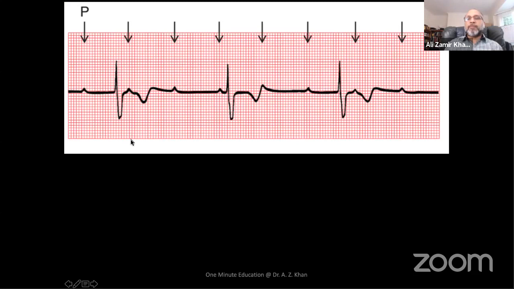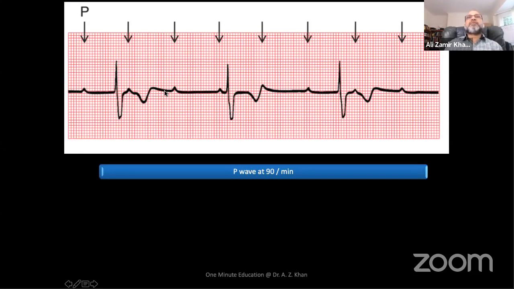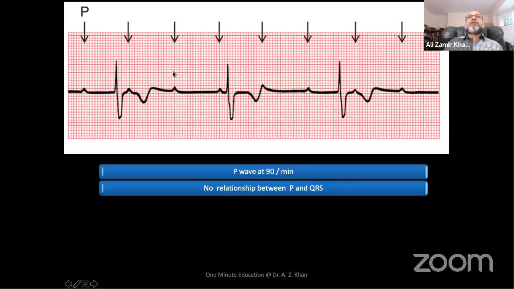Look at this ECG. The P wave is at 90 per minute, so you calculate the number of P waves and you multiply it. The P wave and the QRS have no relation. See, there's nothing in between here. So here suddenly there is a large PR. Can you see this? Here there is a normal PR, here there is a very large PR. So there is no correlation between the P and the QRS in the rhythm strip. The P is not followed by QRS. Here there is a normal P followed by a QRS. Here there is a normal P but a long PR interval.